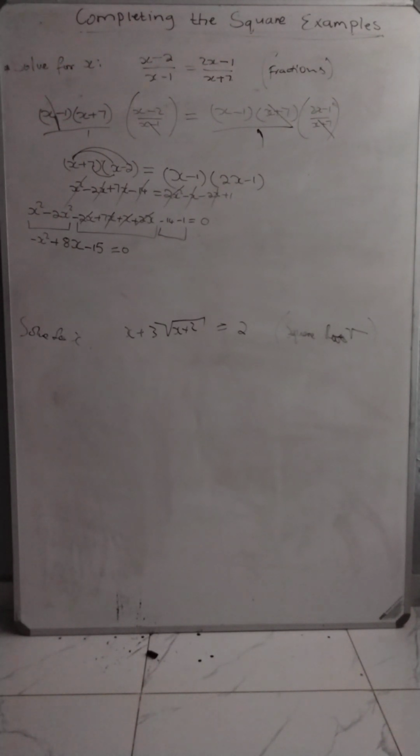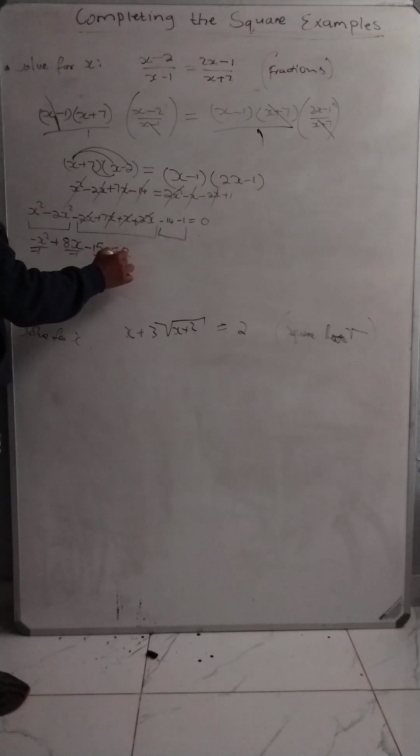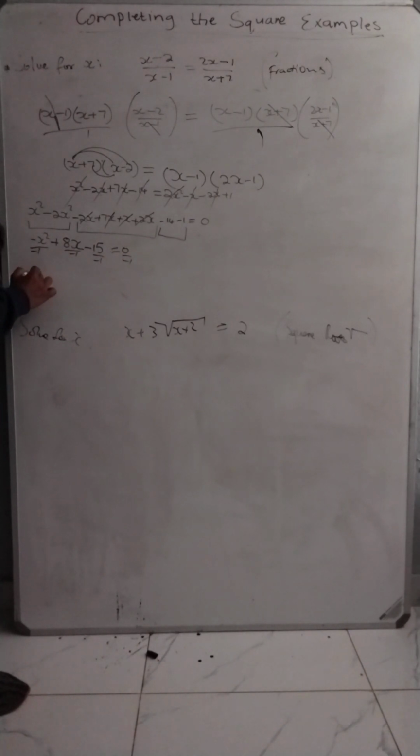We can factorize it, or we can use the quadratic formula, but I'm not going to go into it because I've dwelt a lot on how to factorize. I've shown 3 types of ways that you can factorize. So here you will just divide by minus 1 throughout, and then you will get x squared minus 8x plus 15 equals 0.